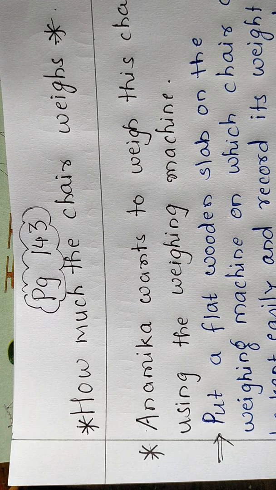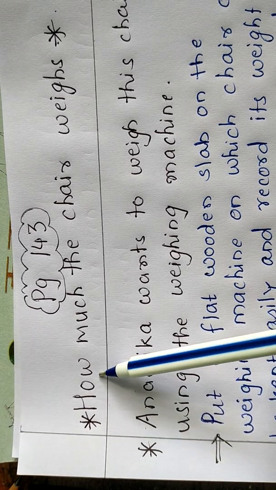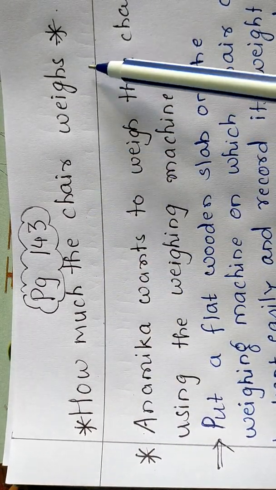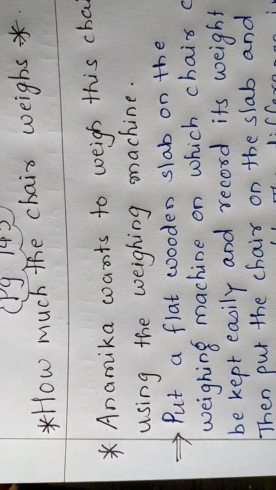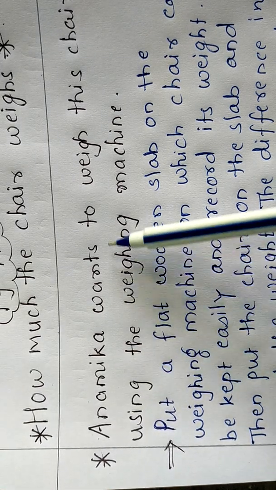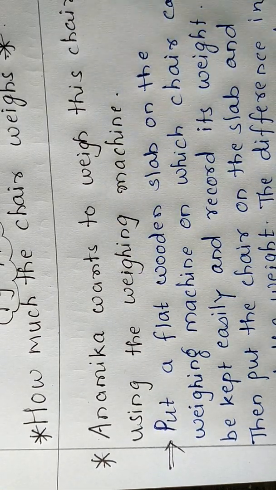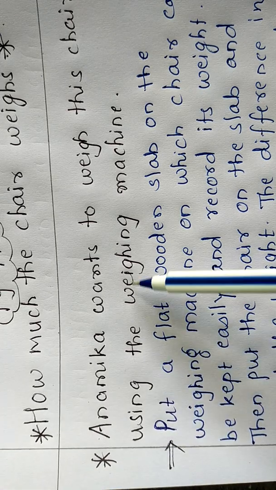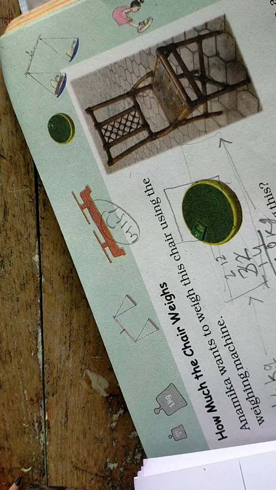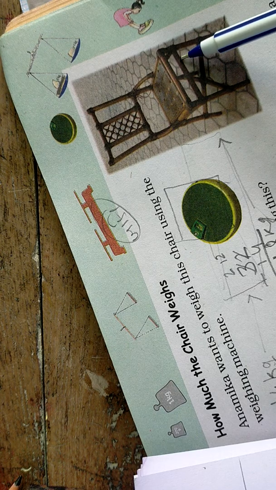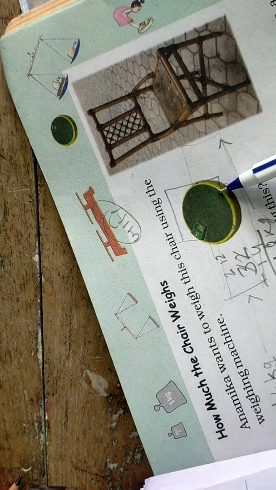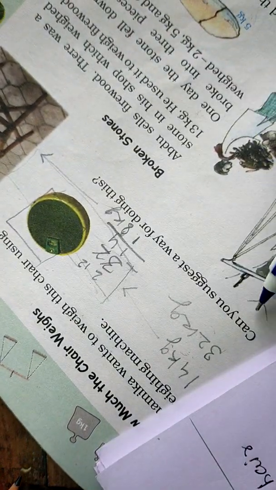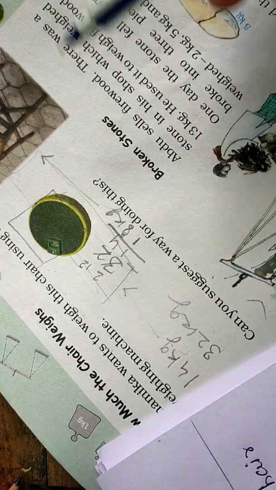So see page number 143 of your textbook. The heading is given there, how much the chair weighs. What is the weight of the chair? That one we have to find. So the question is given here, Anamika wants to weigh this chair using the weighing machine. So this one chair she wants to measure and this is the weighing machine, right? Can you suggest a way for doing this? How can we help her?